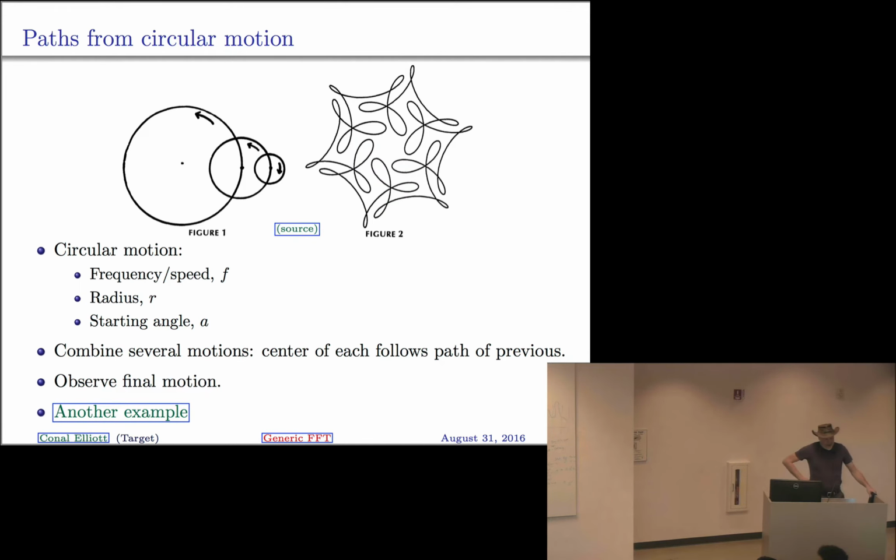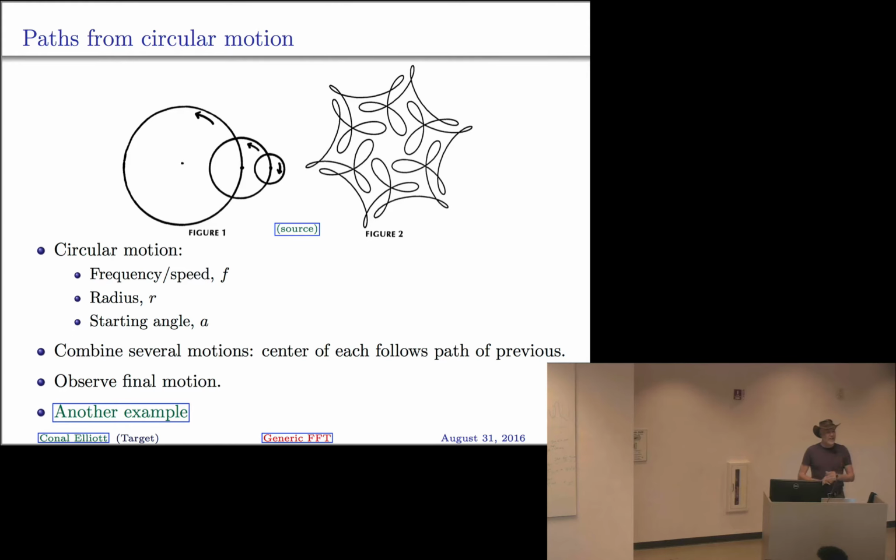So I want to start with a little fun geometrical motion idea here, which is forming paths through space by combining circular motions. The rules are very simple. They're made up of combinations of circular motion. Each circular motion is defined by three parameters. One is the frequency, the rotational frequency. Another is the radius of the circle. And the third one is an offset, a starting angle. So there's a point on the circumference of the circle that's moving around at a given frequency, radius, and starting angle. That's per circular motion.